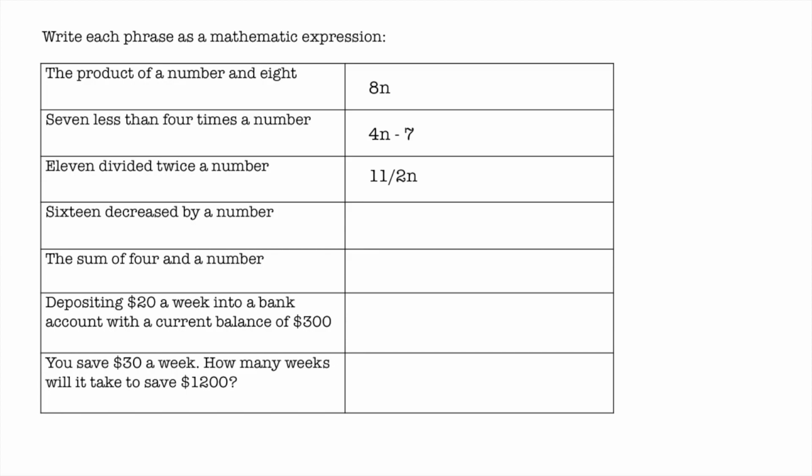Then the next one says 16 decreased by a number. Decreased means subtraction. So we have 16 and we're decreasing it by a number. We'll use n again. So we have 16 minus n.